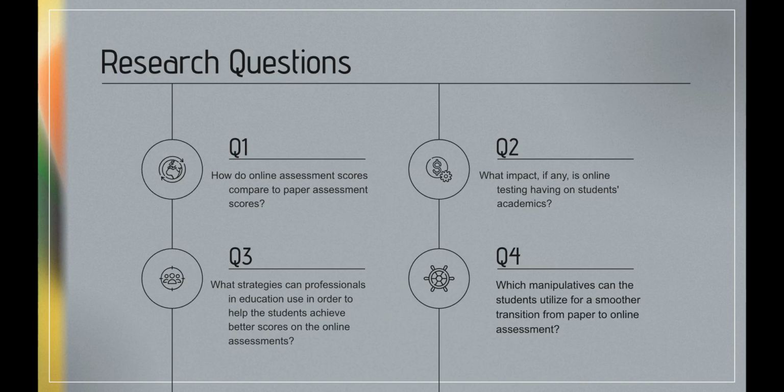And which manipulatives can students utilize for a smoother transition from paper to online assessment? So, since the switch has been made, the students never really got a smooth transition. They just quickly switched over. So that is going to be like stepping back a little bit and researching how we can help these students understand that this assessment is just as high quality as they had when they had the paper assessment.